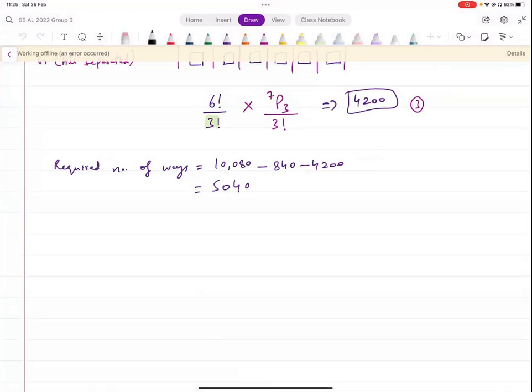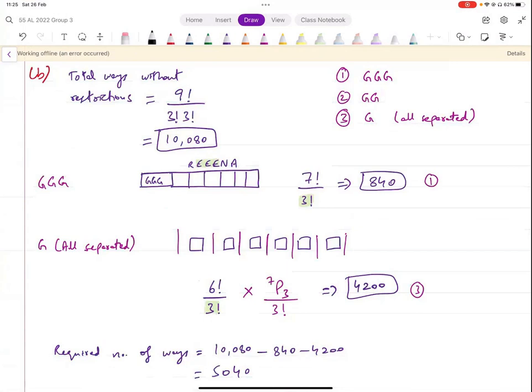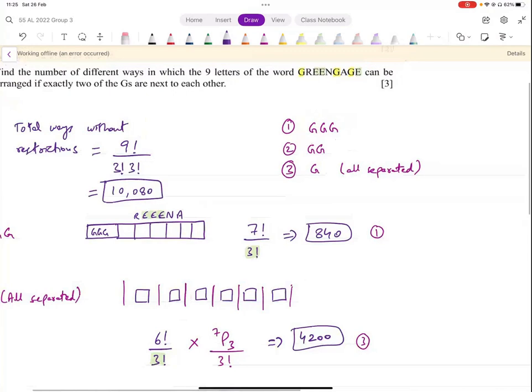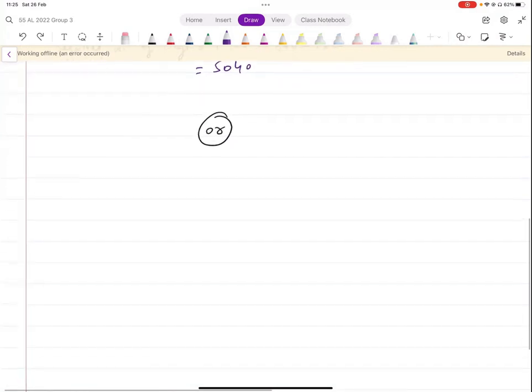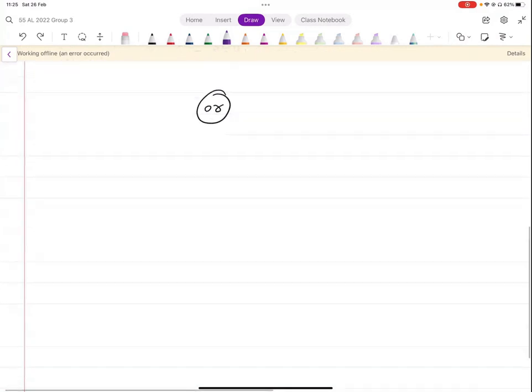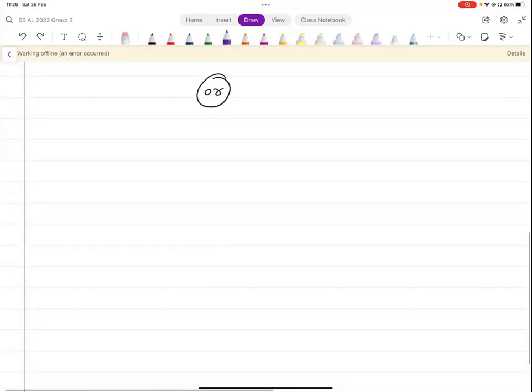So this is one possibility. We found the total. We subtracted from the total the case where all G's were together and where all G's were separated, and we are left with only one case. Okay? But if you wanted to do it directly, कि हमने ये two G's together वाला case निकालना है. This is another idea that you could use. That's the first alternative given in the marking scheme.